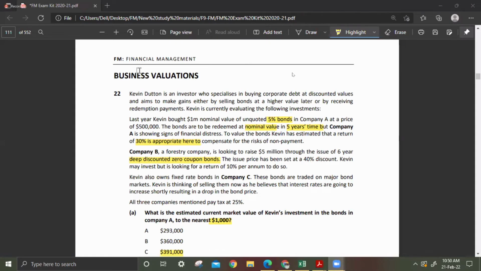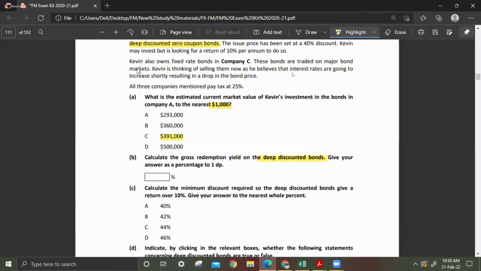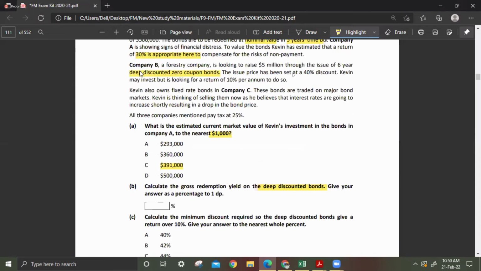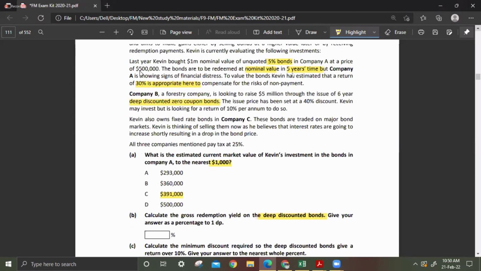So now tell me, what will be the answer? Calculate the gross redemption yield on deep discounted bonds and give your answer as a percentage to 1 decimal point. So how much is the yield that you're getting on your deep discount bonds? So first of all, you have to check how much are you giving the discount. The issue price has been set at 40% discount. That means for how much? You know the nominal value is always $100. So how much are you issuing it at?